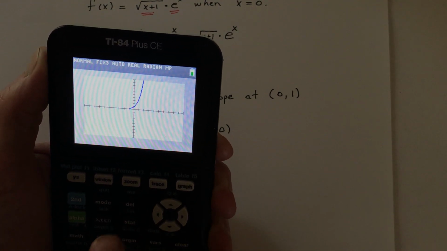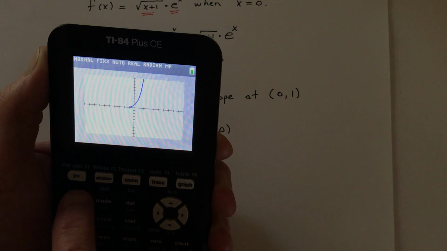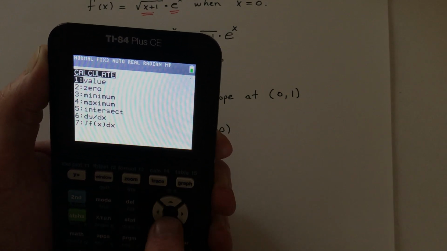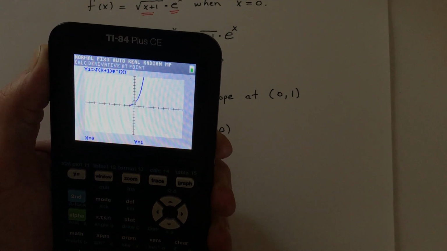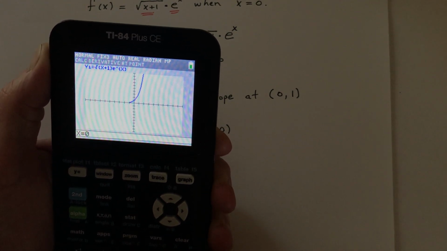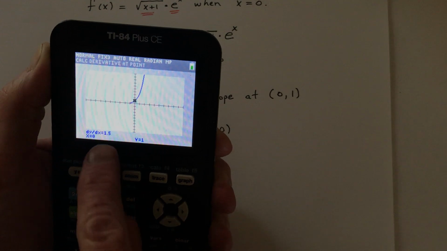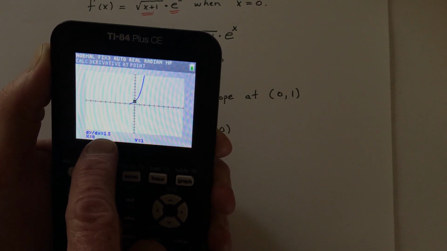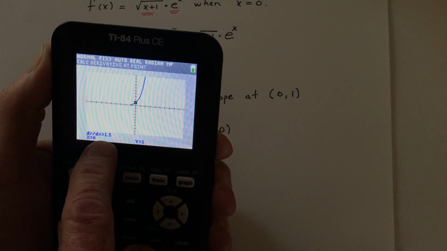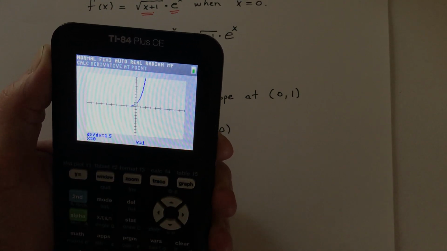So now that it's done, I can see if I got the derivative right, because I can go to second, calculate, and number 6 is the derivative. And then I just need to tell it x is 0. And right there, it says that the derivative equals 1.5, and I got 1.5 or 3/2, so 1.5, that's the same thing. Good, got that right.